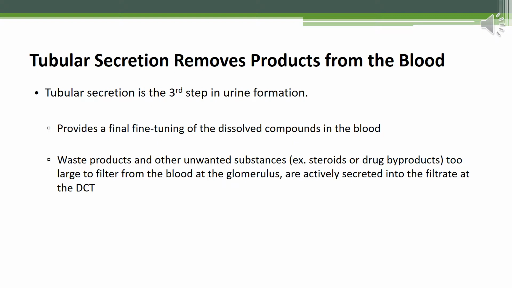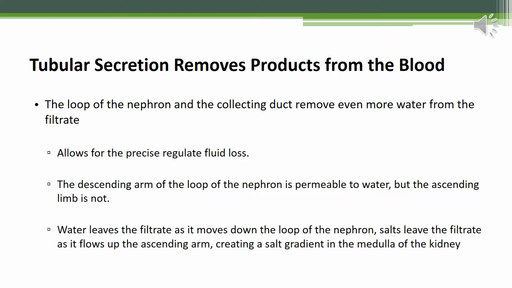So waste products and other unwanted substances such as steroids or drug byproducts from either legal or illegal drugs, obviously. Anyway, these particles can be too large to filter from the blood at the glomerulus, so they are actively secreted into the filtrate at the distal convoluted tubule. Tubular secretion takes place within the loop of the nephron and the collecting duct, which remove even more water from the filtrate, and this allows for the precise regulation of fluid loss.